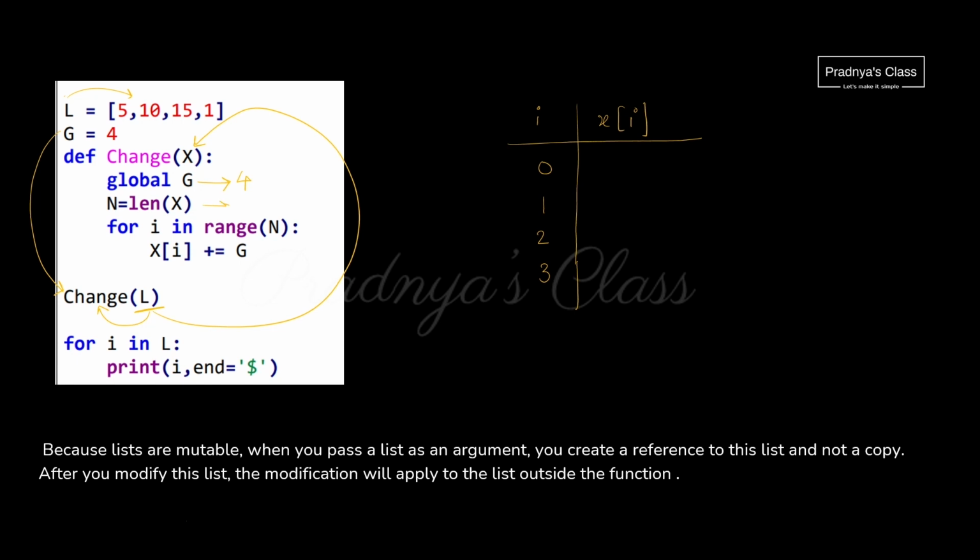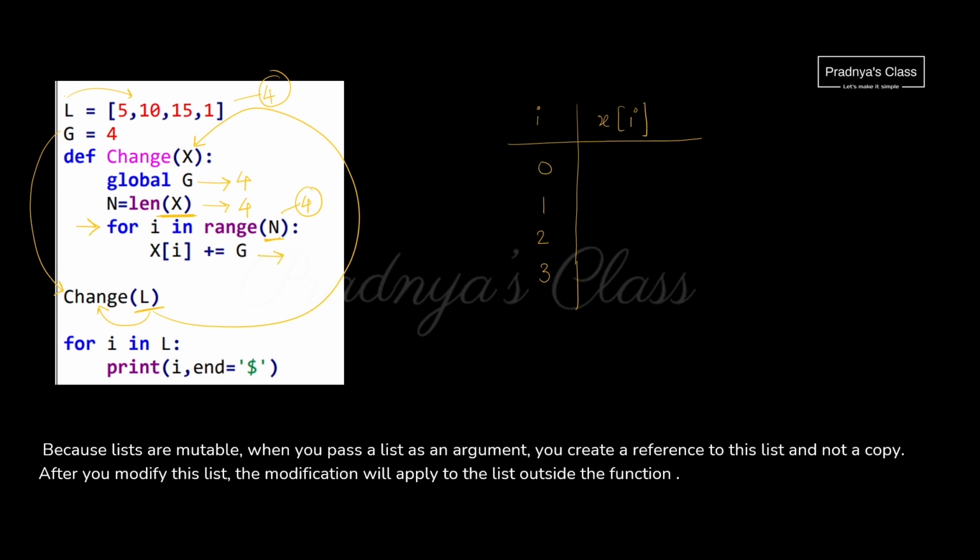In the next statement, we are calculating the length of X. Length of X means length of L. There are 4 elements in the list. So N will be 4. Look at the next for loop. For I in range N. N is 4. So the value of I will be from 0 to 3.